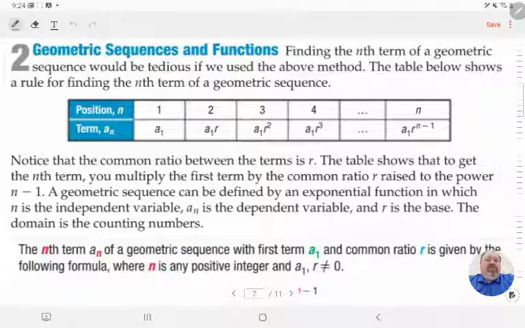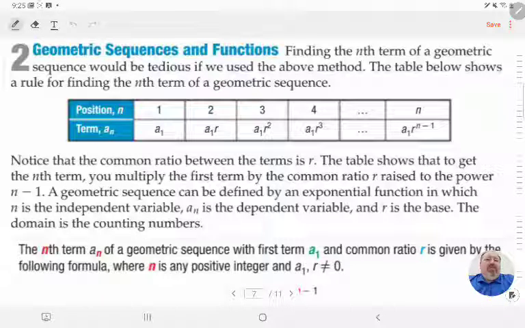So geometric sequences and functions. Finding the nth term of a geometric sequence would be tedious if we use the method above. If we do what we just did and keep multiplying by that constant ratio, what if you needed the 100th term? You would have to do that over and over and over again. So we can use that formula that I discussed, and that's what we're going to do now.